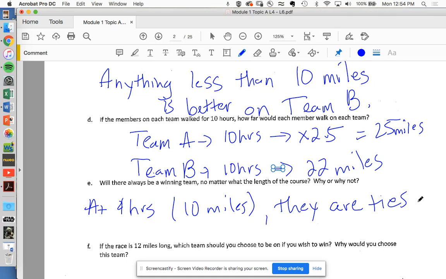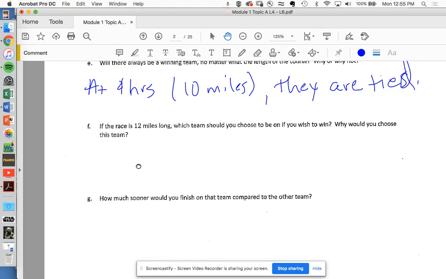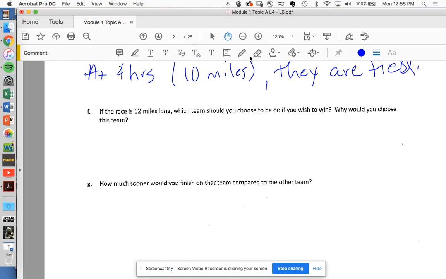So is there a winner? If we said, hey, the race is going to be 4 hours long, or the race is 10 miles long, they are tied. Okay? And notice too, before 10 miles, Team B is the best team to be on. But after 10 miles, what team do you want to be on? Team A. Now, if the race were 12 miles long, which team would you choose to be on?